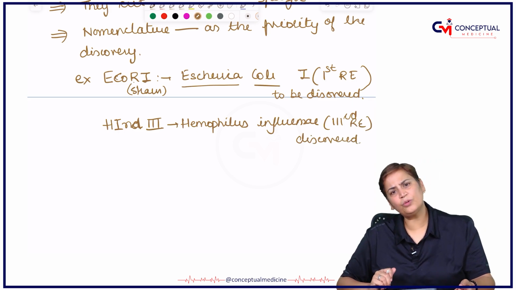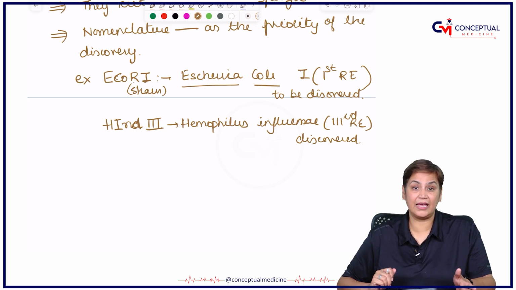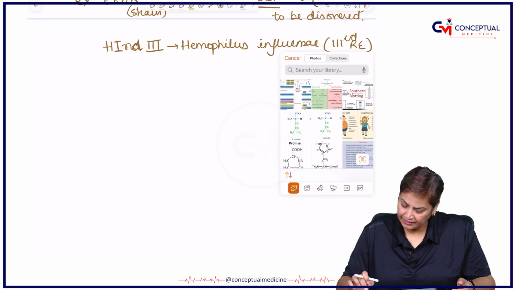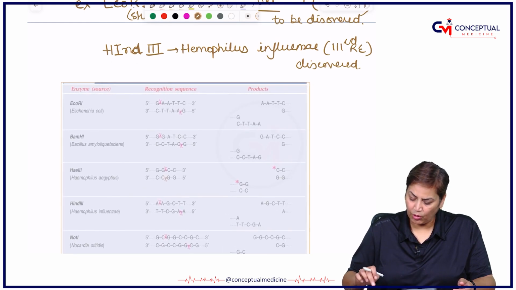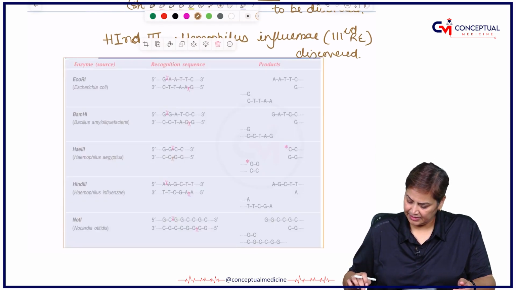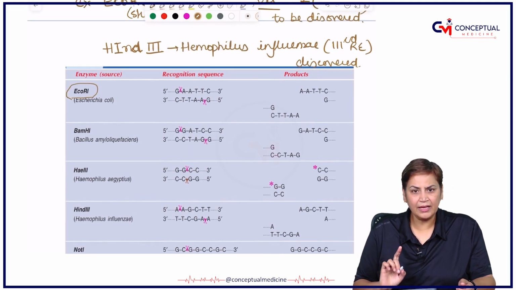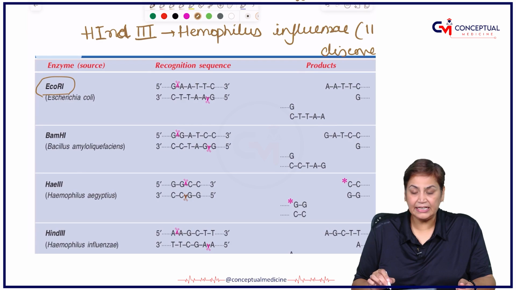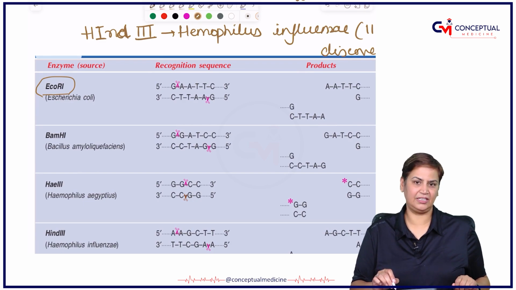So this is how so many restriction endonucleases are there, and the most important point we have to remember is that they have their specific sites. For example, I'll just show you the picture. Here we can see this is a very good table which shows the important REs. If we talk about EcoR1, from Escherichia coli, the sequence is GAATTC, that is, it is going to cut DNA only when DNA has this sequence.